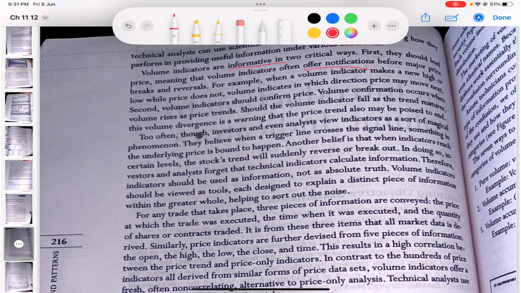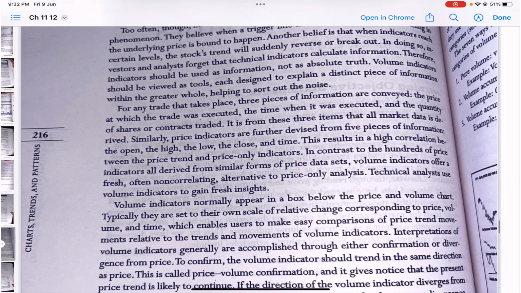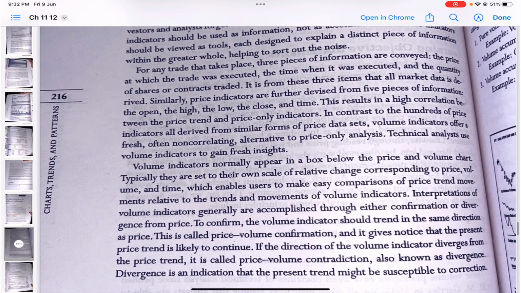Too often, though, investors and even analysts view indicators as a sort of magical phenomenon. They believe when a trigger line crosses the signal line, something in the underlying price is bound to happen. Another belief is that when indicators reach certain levels, the stock's trend will suddenly reverse or break out. In doing so, investors and analysts forget that technical indicators calculate information. Therefore, indicators should be used as information, not as the absolute truth. Volume indicators should be viewed as tools, each designed to explain a distinct piece of information within the greater whole, helping to sort out the noise.